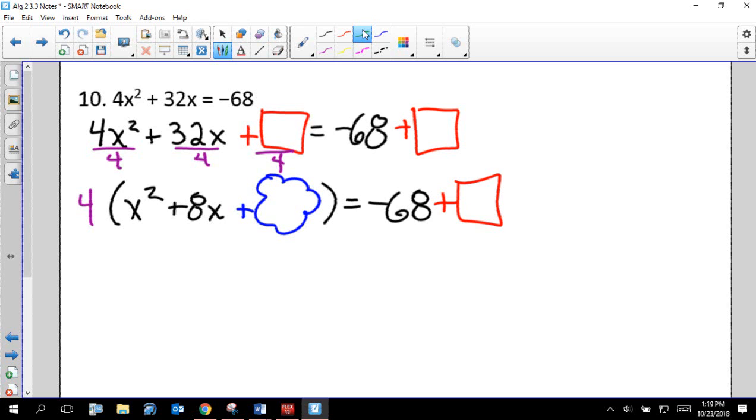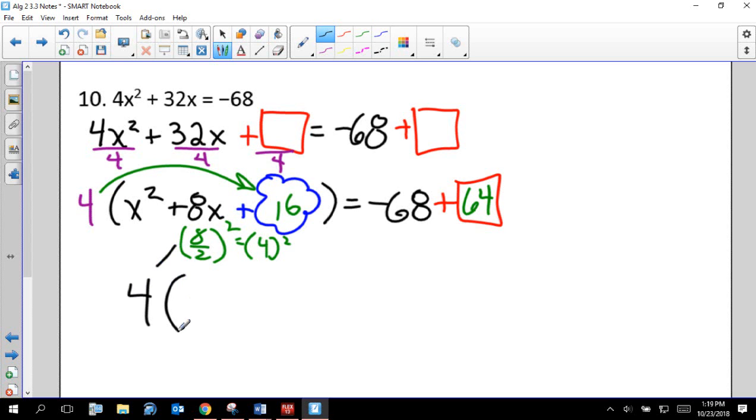So to get that fluffy cloud, I take 8 divided by 2, and then I square it. That's 4 squared, which is 16. But I don't put 16 over there. I put 4 times 16, 64. And then when I factor it, x plus whatever I had just squared is what goes here. Whatever I just squared is what goes in the factor form. So plus 4.